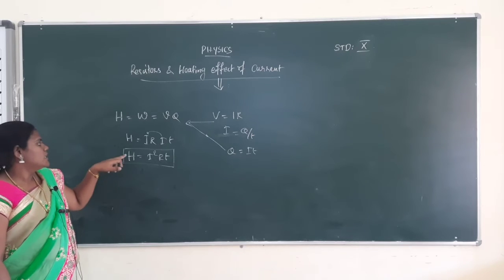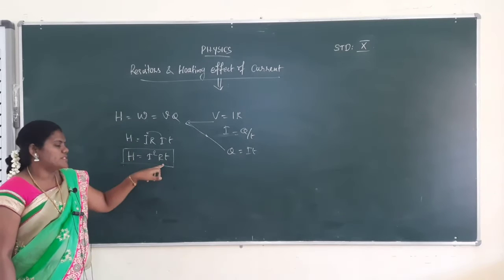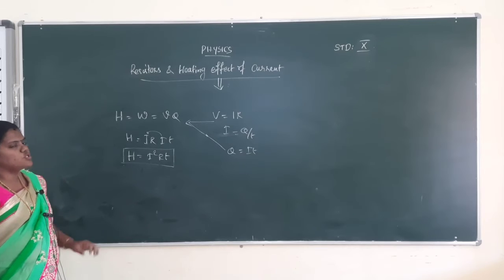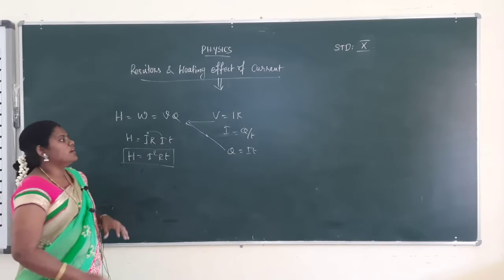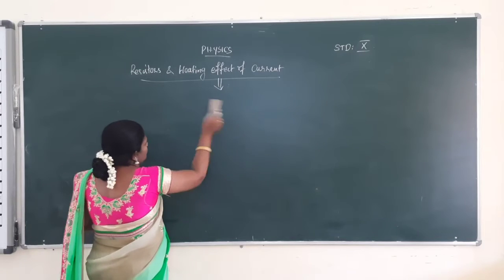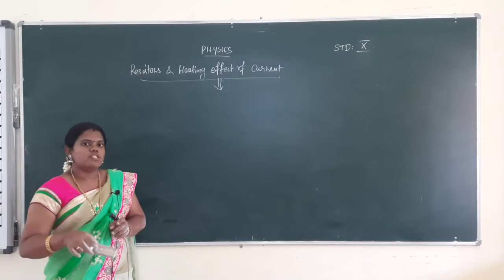Here heat energy is directly proportional to the square of the current, the resistance, and the time. So this is called Joule's law of heating. Then, applications of the heating effect of current. There are just three points: applications of the heating effect of current, that is, applications of Joule's law of heating.